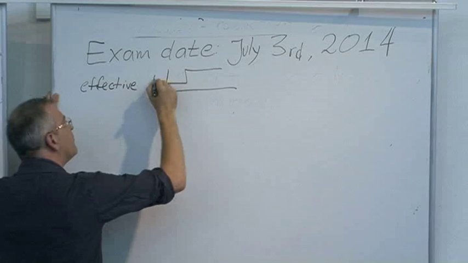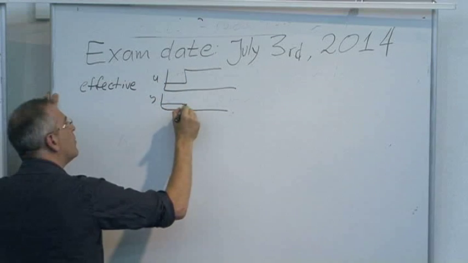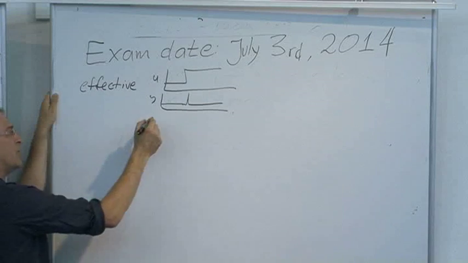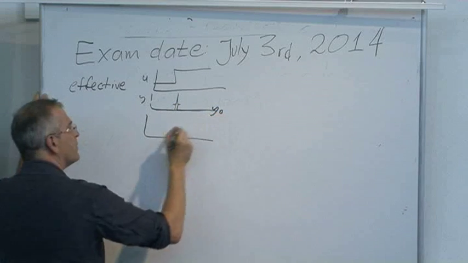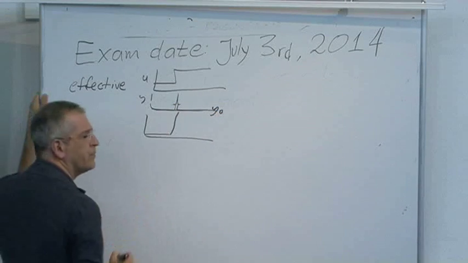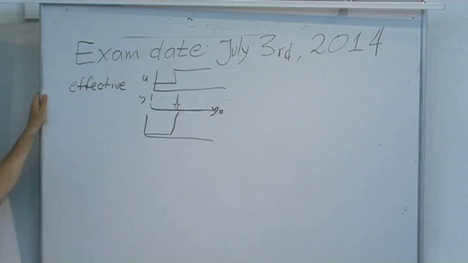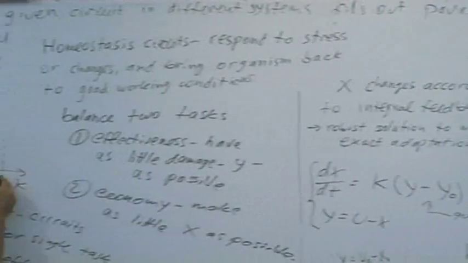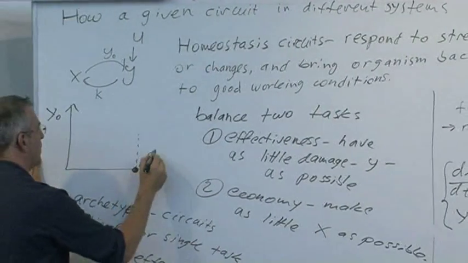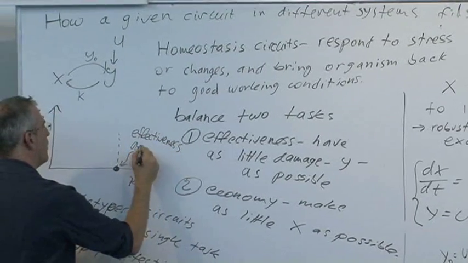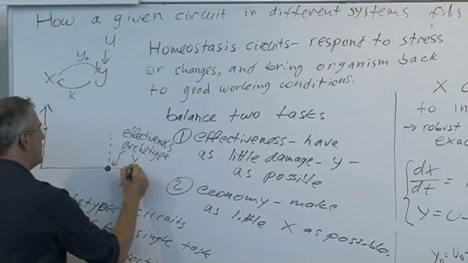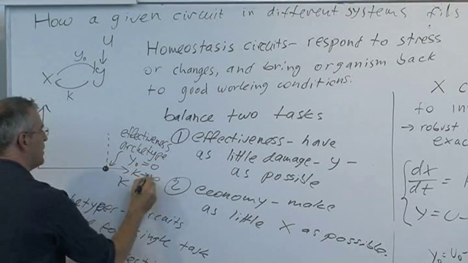If you have a step of U, Y would have almost no change, and also its baseline level would be 0, basically, right? X would go through the roof in order to achieve that. So the optimal, most effective system has y0 equals 0, and k goes to infinity.